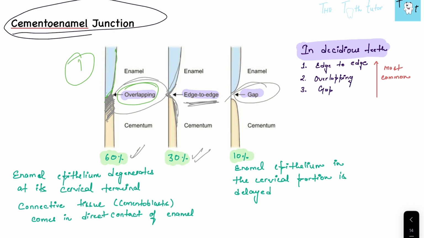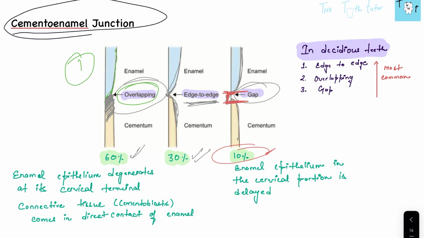And the third type is gap. In gap, the enamel ended up above over here, and the dentine started a bit below it. So you can see a tiny gap between the enamel and the dentine and the cementum. It is present in only about 10% of the population. Now, talking about the difference in the formation of these three.